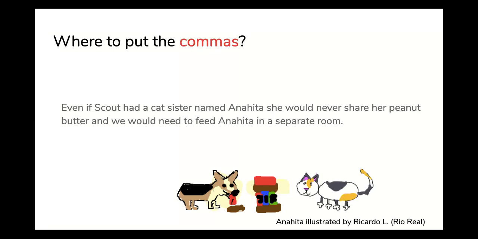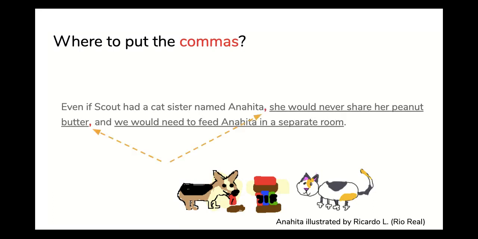Okay, so now where to put the commas in such a long, complex sentence, or complicated sentence, actually. So basically, your commas are going to go at the beginning of the independent part of your sentences. So we've got one comma right here before this independent clause, and we've got another comma right here.